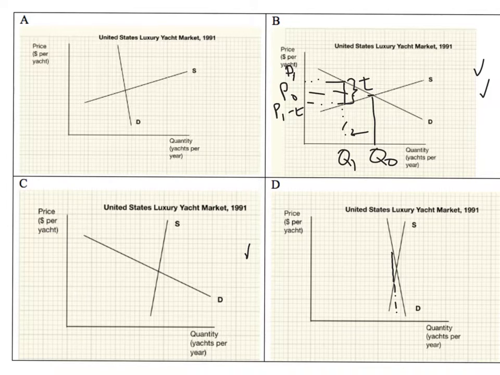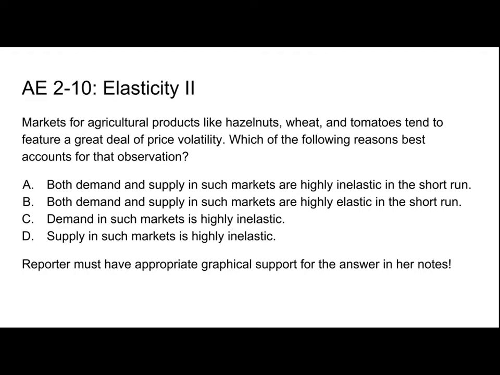All right, let's do one more. Markets for agricultural products like hazelnuts, wheat, and tomatoes tend to feature a great deal of price volatility. Which of the following reasons best accounts for that observation? A, both demand and supply in such markets are highly elastic in the short run. B, both demand and supply in such markets are highly elastic in the short run. C, demand in such markets is highly inelastic. Supply in such markets is highly inelastic. And in the real short run, both demand and supply are highly inelastic.